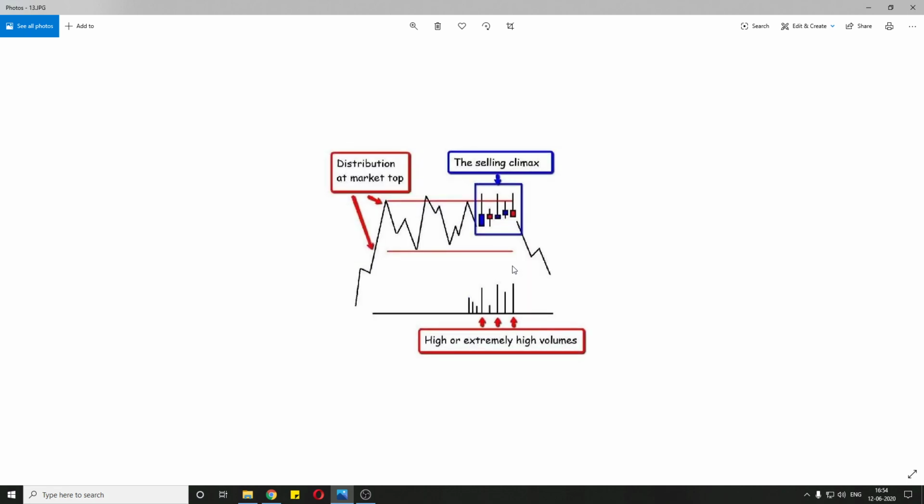Here is an example of a selling climax. As we can see, there are multiple candles formed with upper wicks and extremely high volumes.